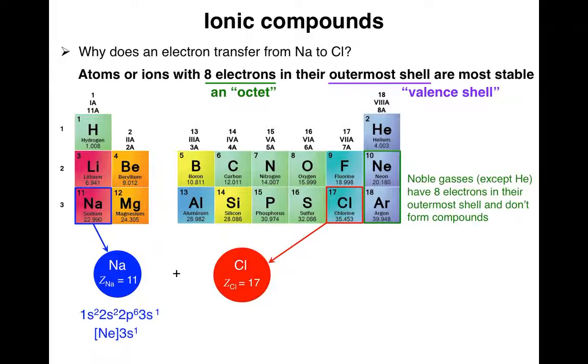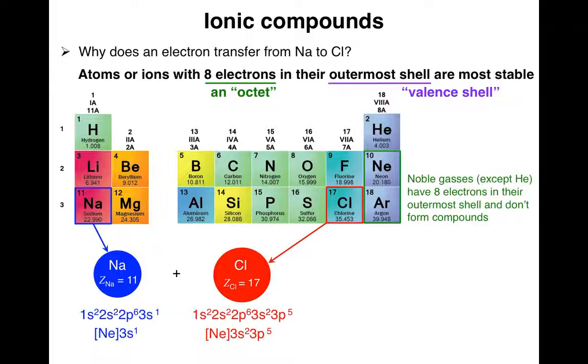Chlorine has an atomic number of 17. Its electron configuration is 1s2, 2s2, 2p6, 3s2, 3p5. It has one fewer electron than argon, the noble gas that succeeds it. It has 7 electrons in the third shell.